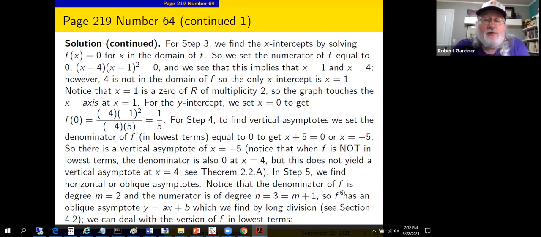The denominator of f was of degree 2, and the numerator was degree 3 in the original rational function. So in that case where the numerator is 1 degree higher than the denominator, n equals m plus 1 in the notation we had previously, that's when you get an oblique asymptote. So this one has an oblique asymptote. We'll have to do long division. Let's do long division on the version of f that is in lowest terms.